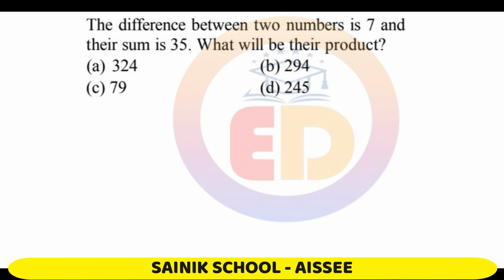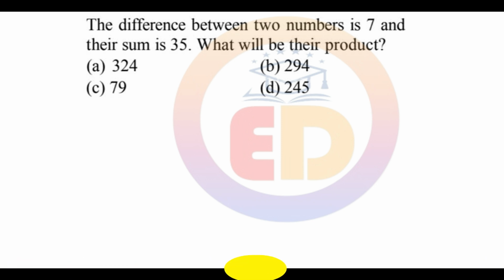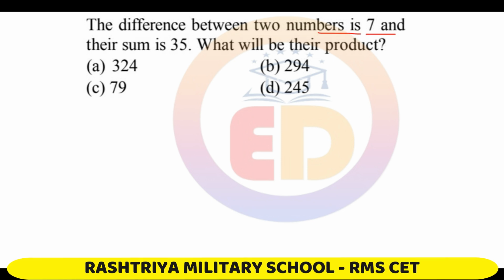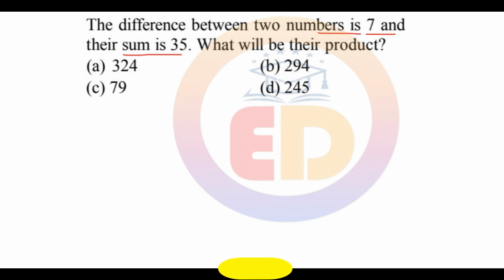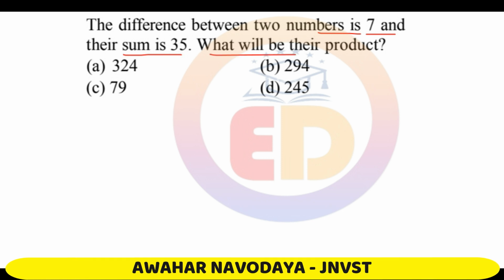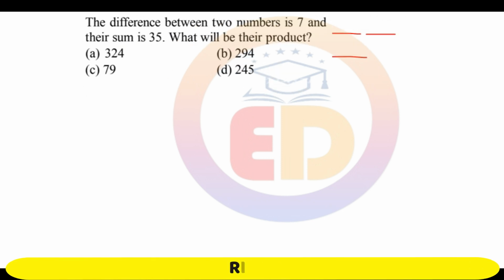The difference between two numbers is 7 and their sum is 35. What will be their product? Let us understand this question on a broader light.